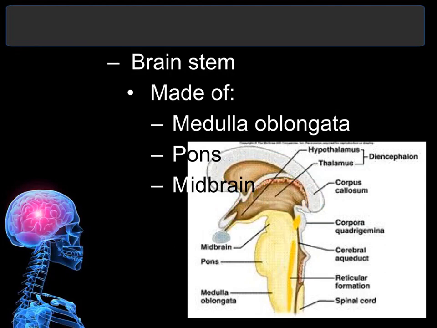Then just below the diencephalon sits the brainstem, which is made up of 3 portions. The most superior portion is the midbrain. Then the area that has the bump is the pons, and then the medulla is the last portion. Notice in the human, the pons is the largest bump on the brainstem, whereas in the sheep brain, it's the medulla oblongata.